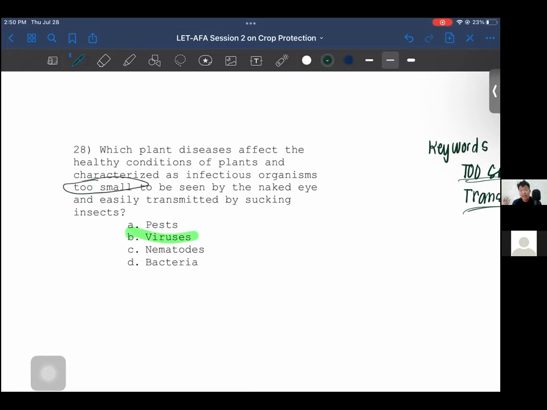Ang pinaka-ano dito is too small. Kasi sa lahat ng bacteria, virus ang pinaka-maliit. Sa lahat ng mga common organisms, virus ang pinaka-maliit. So, bacteria can be seen through a microscope as well as fungi, you can also see that. But viruses are too small. Kaya nga, nung una, di ba, sobrang nahirapan sila to create a vaccine. Because you really need intense na microscope to study their behavior, to study their structure, to study how they multiply, yung mga ganun na bagay. Thus, here, ang keyword natin is too small at saka easily transmitted.